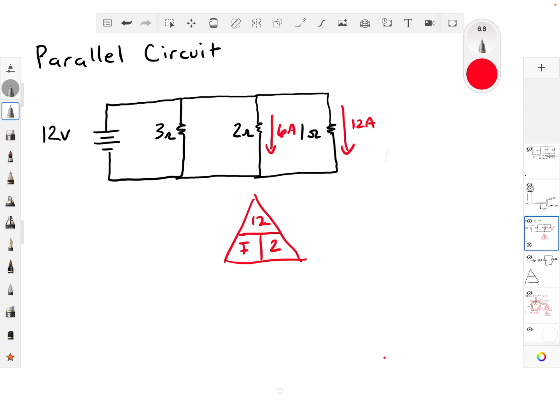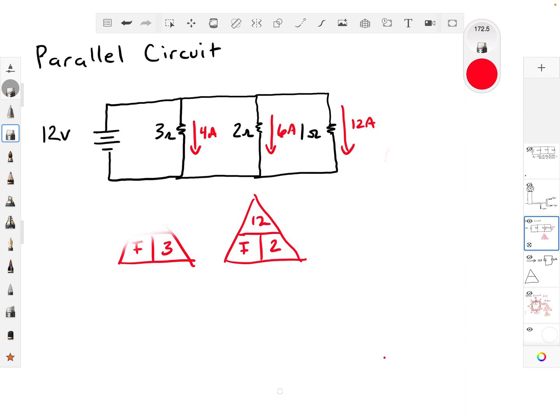And we're just going to do it one more time for this branch here. So we'll use Ohm's law again. I think we kind of got the hang of it now. What is the voltage drop across here? It's 12. What is the resistance? It's 3. So what is the current? 12 divided by 3 is 4 amps.